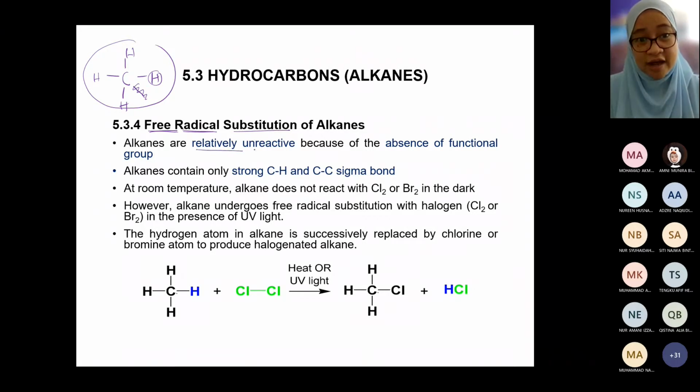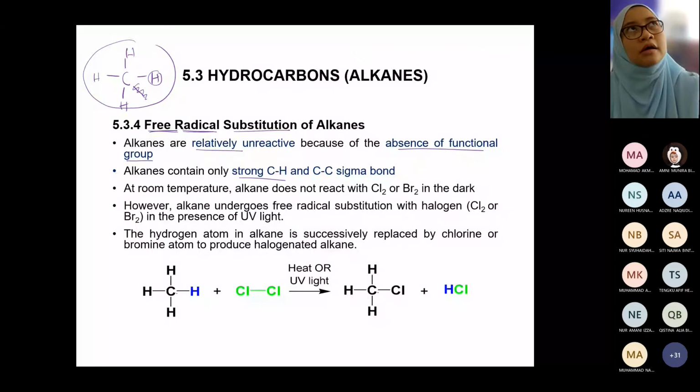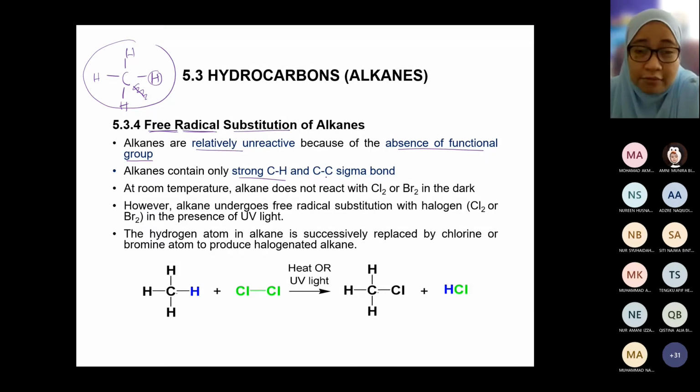Alkenes are relatively unreactive because of the absence of a functional group. So alkene does not have a functional group. Dia tak ada double bond, dia tak ada halogen, dia tak ada apa dalam tu. Dia basically C dengan H. And the thing about this C dengan H punya bond, they are very strong. Dia stable due to this strong carbon and hydrogen and carbon-carbon sigma bond. Basically all sigma bond lah. So basically dia tak mau react dengan siapa-siapa pun.